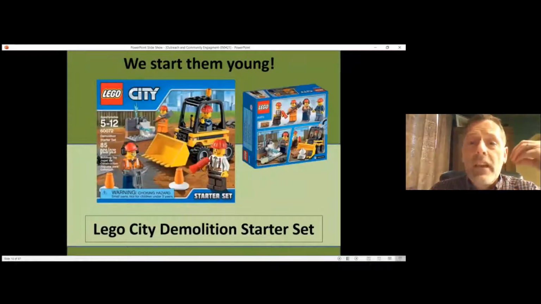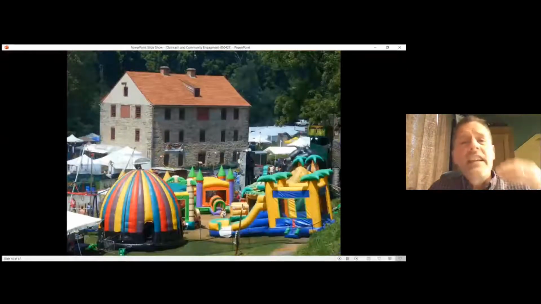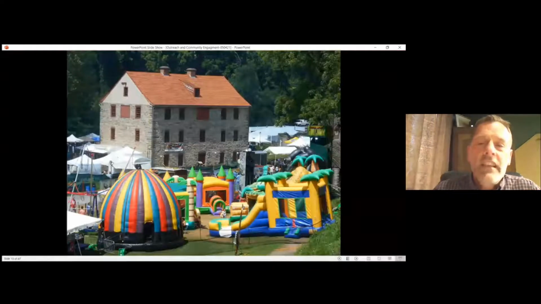We really do need to start them young, though, because this is kind of what we're up against. We're up against Legos here, the Lego City Demolition Starter Set. This is a scene that I just loved in Bethlehem a couple years ago. I loved it because there's kids that are all part of this historic community having the best time, and they're going to remember this. This is going to be a memorable event as they are surrounded by historic resources as well. I just stood there and watched this scene of just how wonderful it was to see this historic area just be overtaken by kids as well.